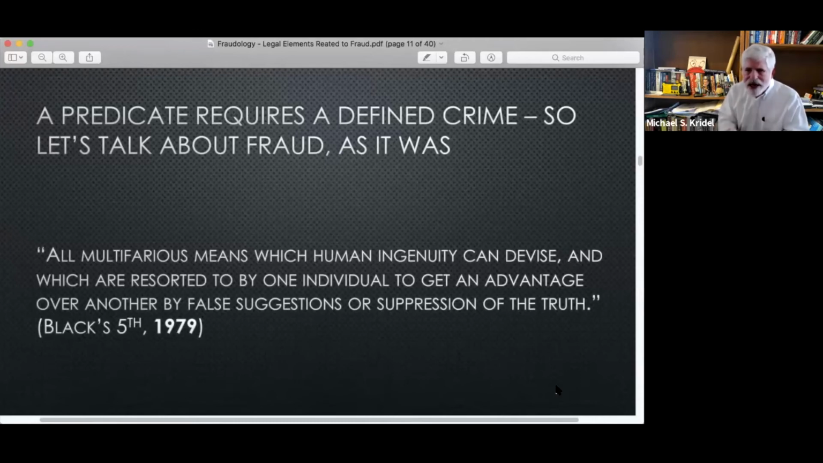This was the standard for court. You'll notice that it talks about a single person, it talks about motivation, it talks about ingenuity. This single statement defines the fraud triangle. Next slide.